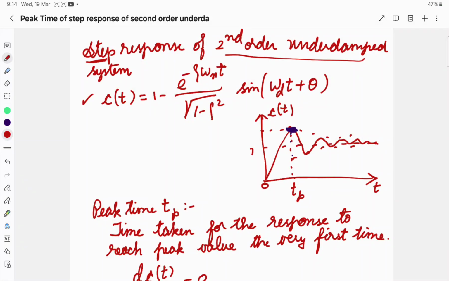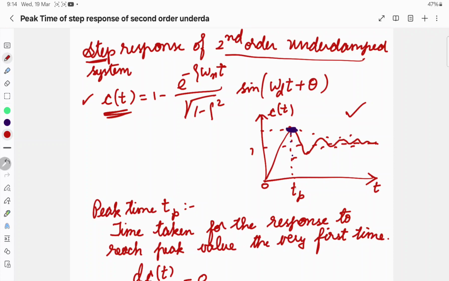In this video we are going to discuss the peak time for the step response of the second order underdamped system. The step response of the second order underdamped system is given as c of t, which is 1 minus e power minus zeta omega n t divided by square root of 1 minus zeta square, sine omega d t plus theta. Okay, so this is the response we have obtained, right?